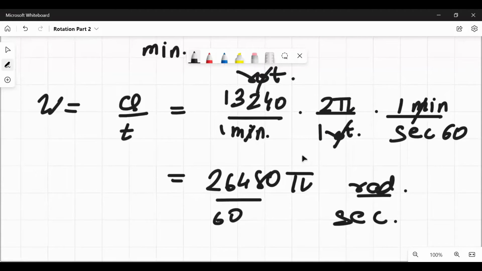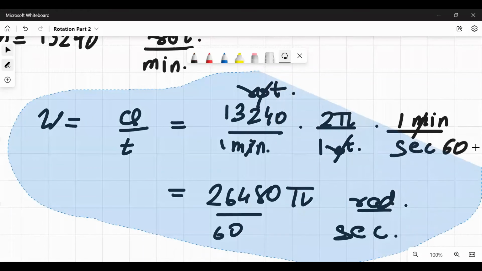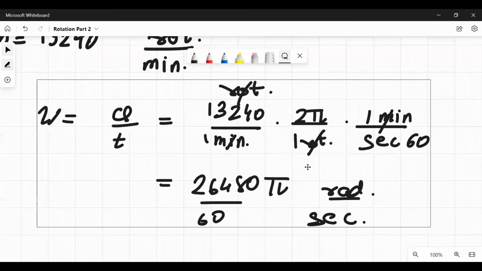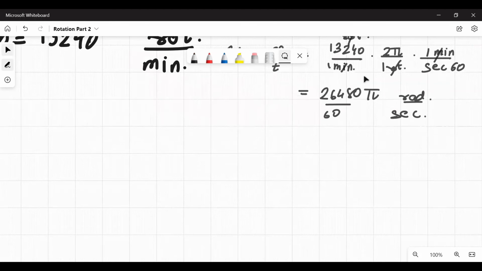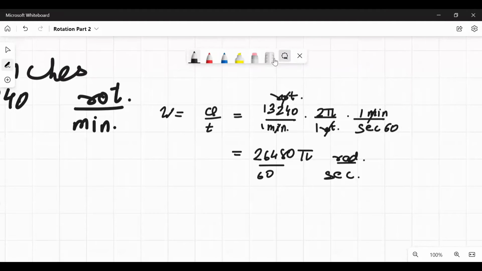So we have found out the angular velocity, of course, and there's no change in it because it stays the same. The rotations per minute has stayed the same. If there was a change in the rotations per minute, the angular velocity would have for sure changed. Since it has not, it just stays the same.